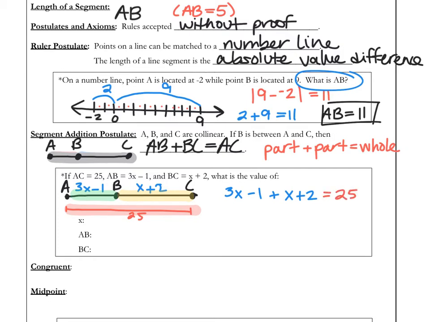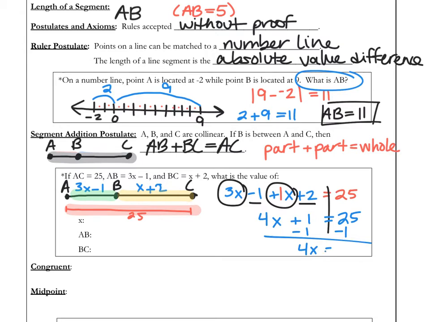And then we can combine like terms and solve. So combine your like terms. 3x is a like term to x. Negative 1 is a like term to 2. Which gives us, this is a 1, a 4x. Negative 1 plus 2 is positive 1. Then we'll subtract 1. Get 24. If you divide by 4, x equals 6. So where it says x, we'll say x equals 6.